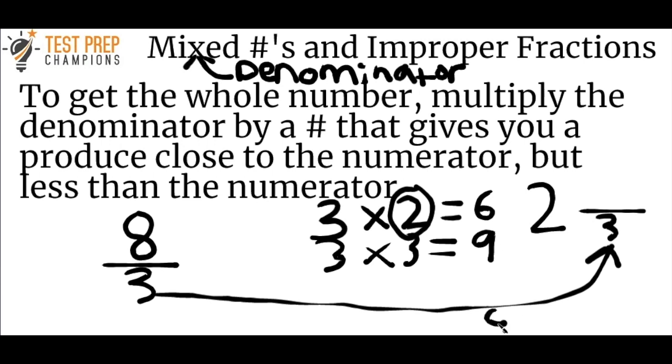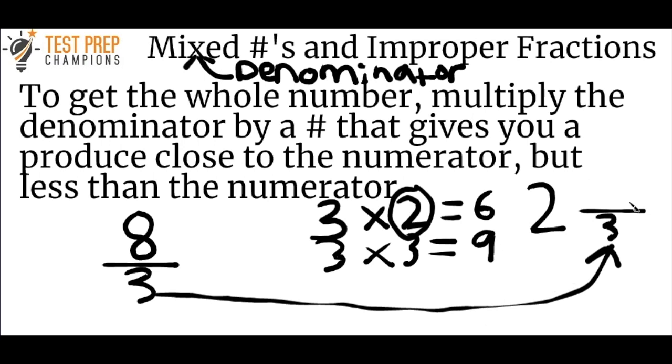So let me write it right here. So we've got our 8 right here. And so now what we want to do is subtract. We do 3 times 2, which gives us 6. So we do 8 minus 6, which is equal to 2. So the answer is 2 2/3.